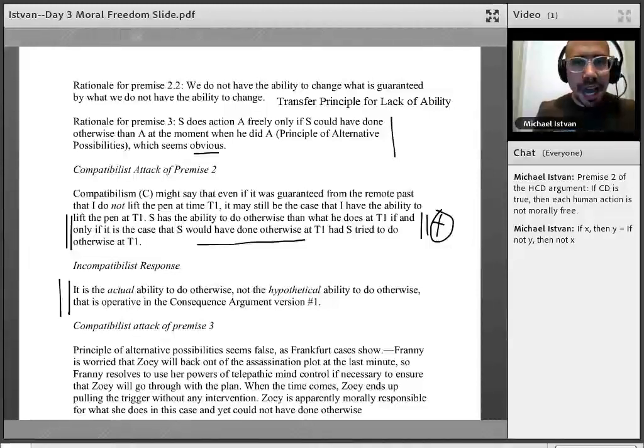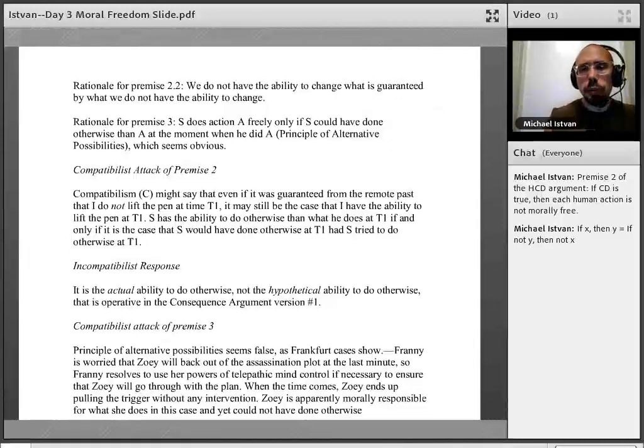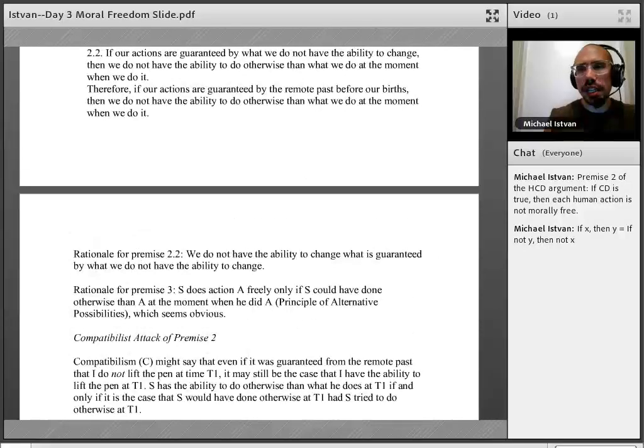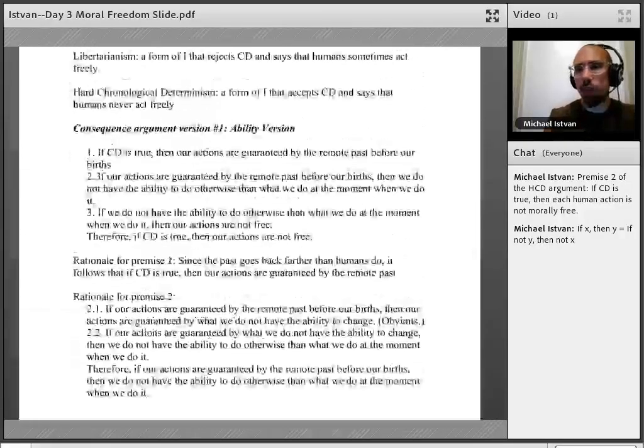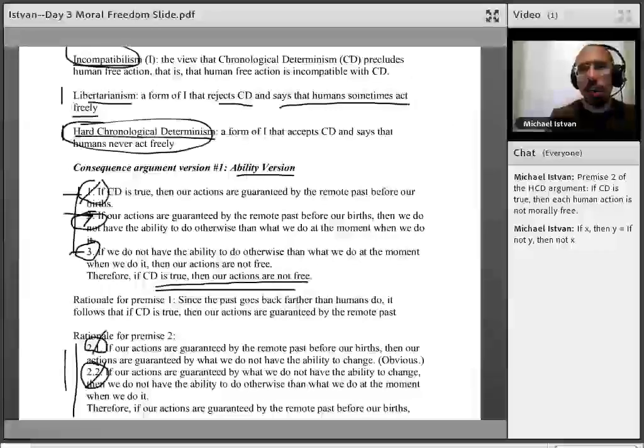Now, I guess what we could do is make this all explicit. We can nip, so to say, the compatibilist objection that we're looking at right in the bud if we stick in the right words in the original argument. If we stick in the words actual and factual in the original argument, maybe we can just cut them off at the pass, so to say. That's the idea.